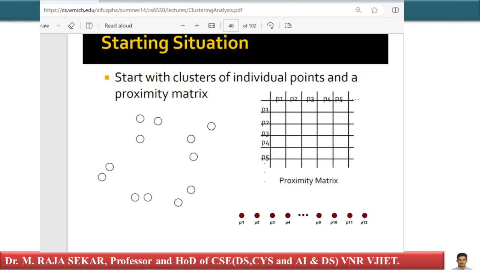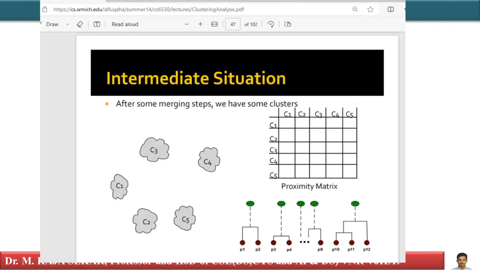Now what happens after a while? After a while I group the points, maybe P1 and P2. Let me assume I group the points P1 and P2 into cluster C1. Let me say this one is P1, P2. This is cluster C1, and P3 and P4 got grouped to form cluster C2. Now with these clusters I need to recompute my proximity matrix.